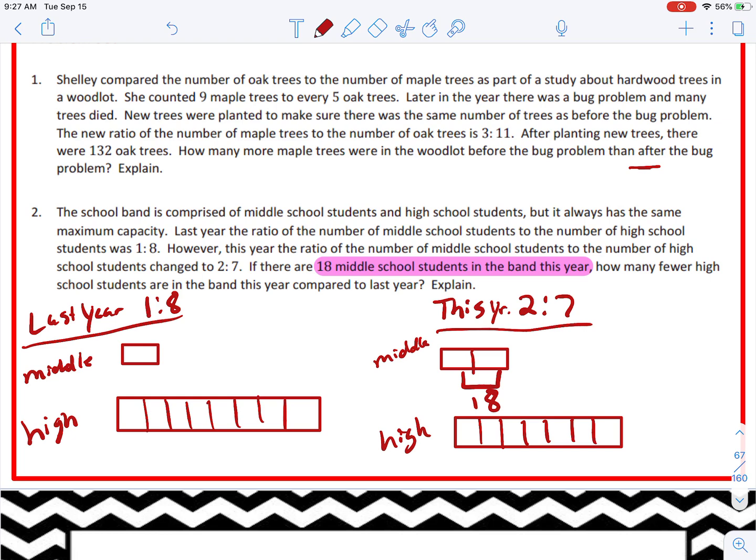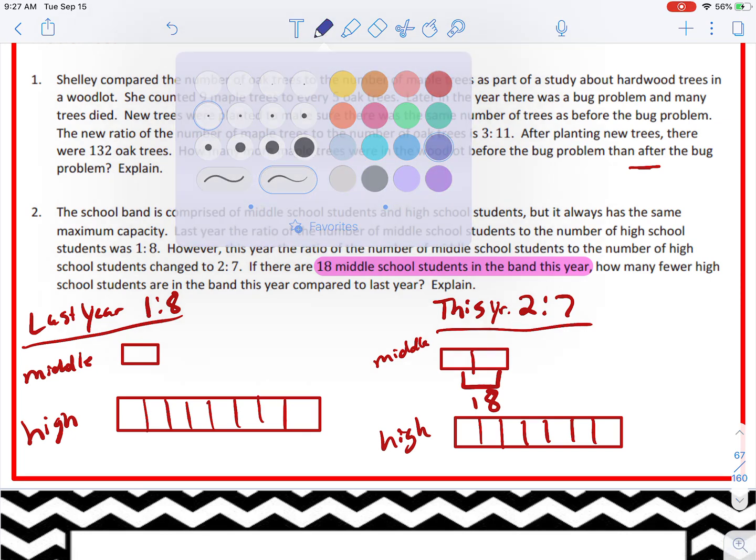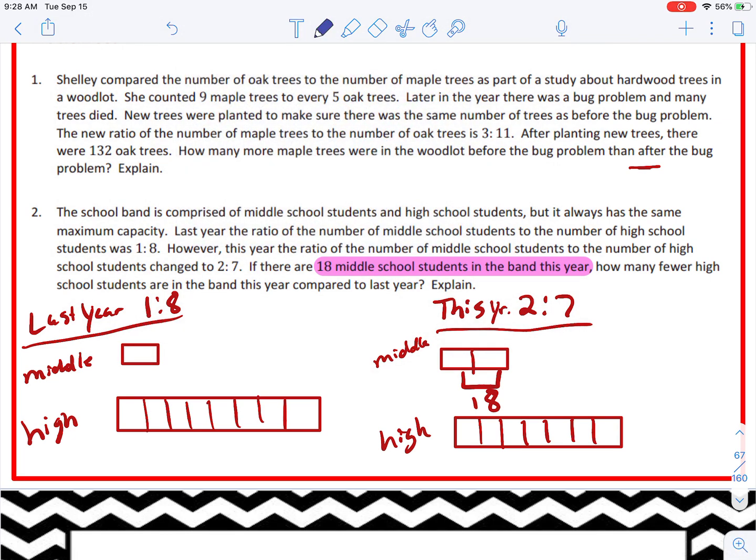Okay, so we have to figure out what's going to go in each unit. If we know these two units equal 18, then 18 divided by 2 is 9. 9 is going to go in each unit. So that means 9 is going to go in all the units. Every single one of them. Okay? So, how many fewer high school students are in the band this year than last year? And so how are we going to figure that out?